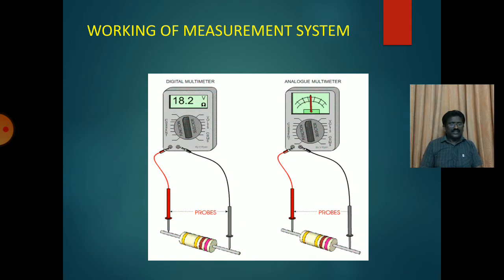A digital multimeter is the electronic system. So now I am measuring the voltage passing through the resistance in the meter. Now I am showing it in 2 forms, digital and analog meters. So this is the function of the measurement system.